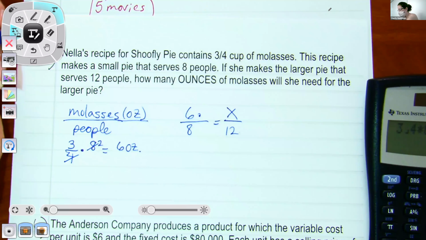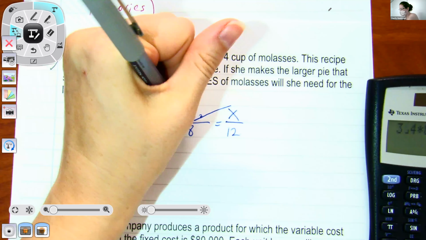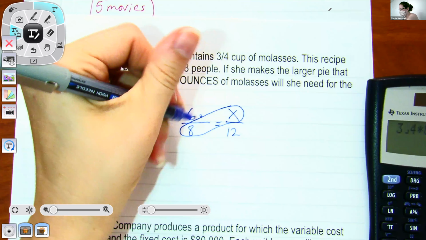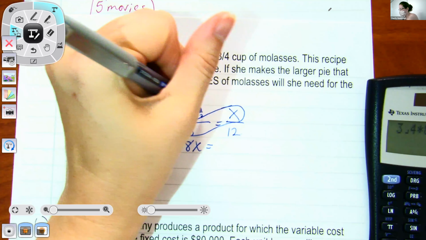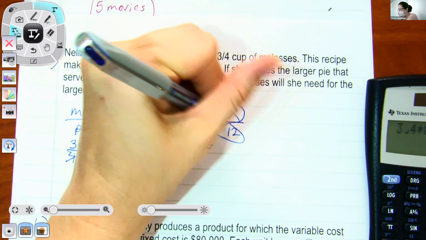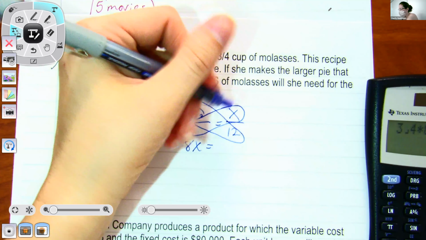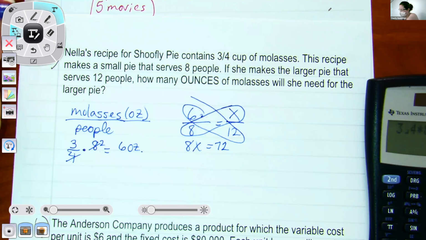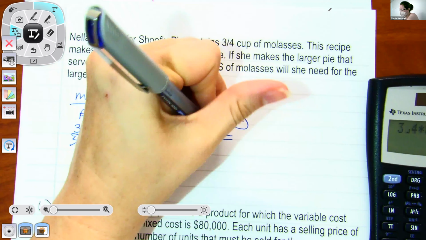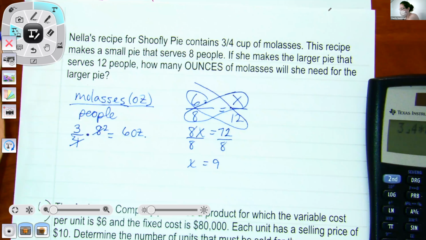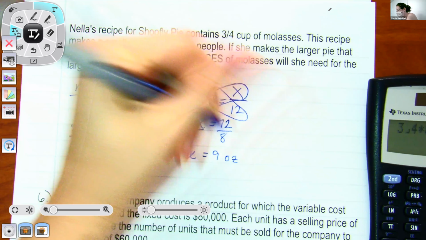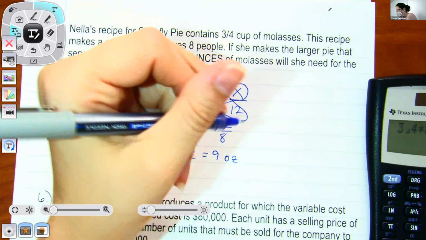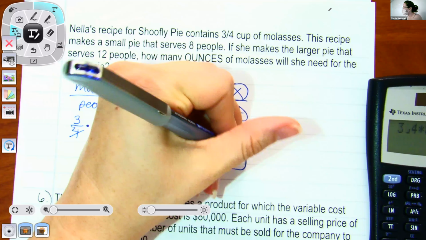So cross multiply, so 8 times X, so that's 8X. And then 6 times 12 would be 72. So 8X equals 72. And then divide both sides by 8, so X is equal to 9. So 9 ounces. So that means the 8-ounce bottle that you probably see at the store is not quite.